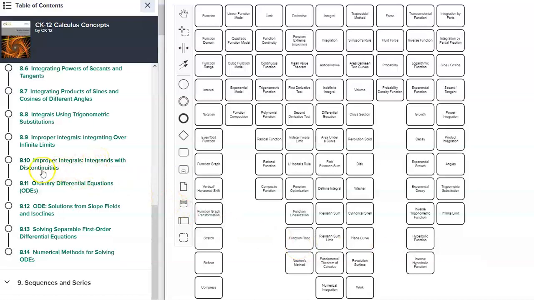Integrands, discontinuities. Ooh, sounds interesting. What is an integrand? What is a discontinuity? And here's a big one. Ordinary differential equation.